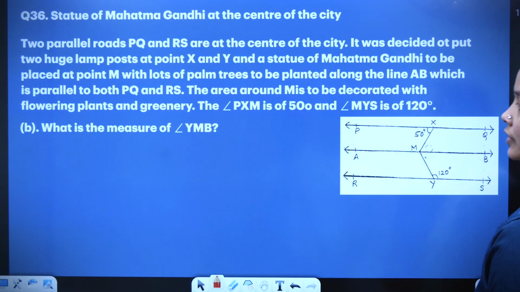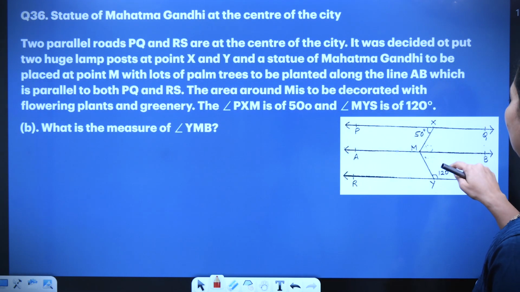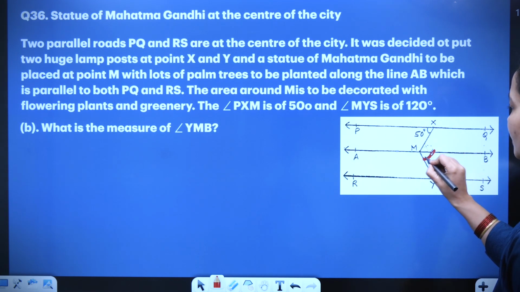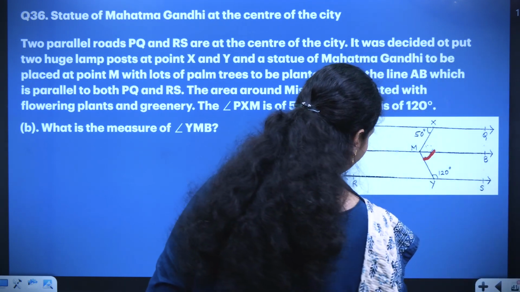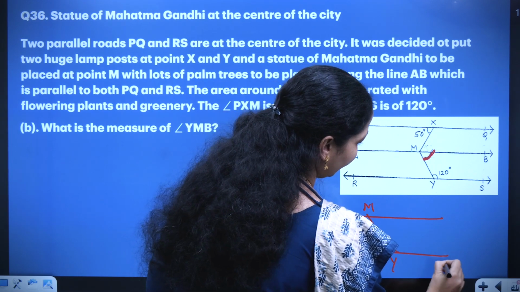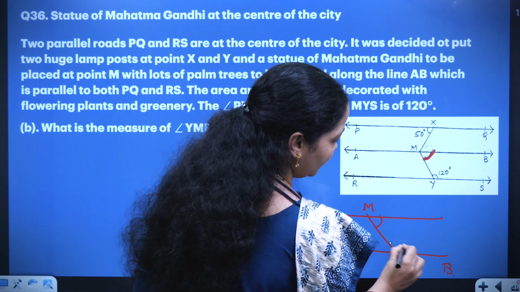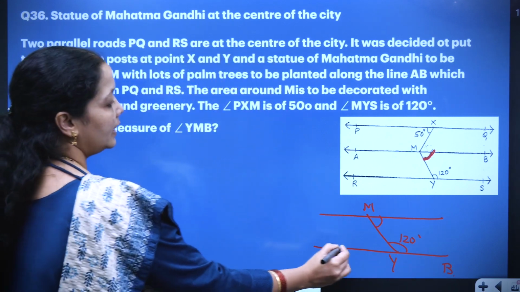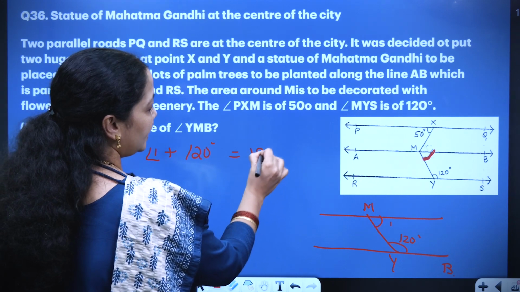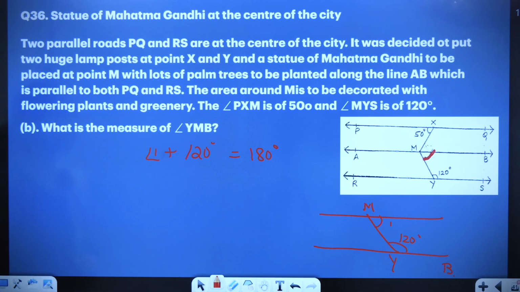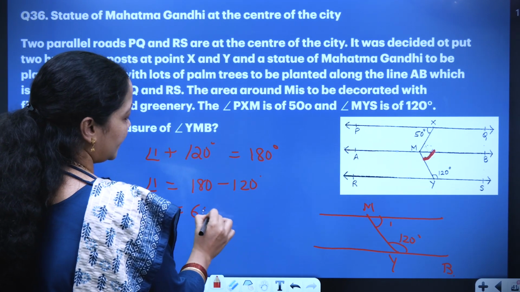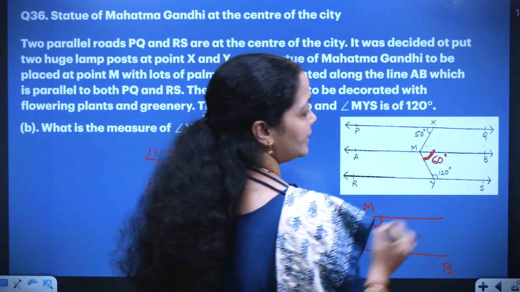Moving to the second part of the question. What is the measure of angle YMB? Y is here, M is here, B is here. This is my angle YMB. When I look at the lines here, these are my parallel lines. This is M, Y and B. So this angle I have to find out, this is 120. I have always told that if I am taking this as angle 1, angle 1 plus 120 degrees should be equal to 180, co-interior angles between parallel lines. So angle 1 will be equal to 180 minus 120, that is 60 degrees. So this will be directly 60 degrees.